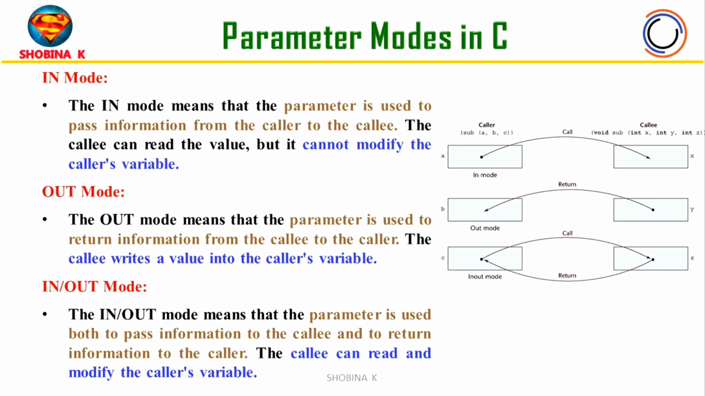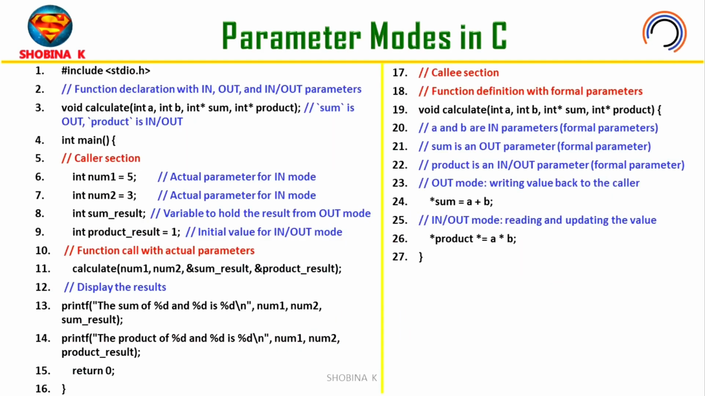Next, in-out mode. So here the parameter is used both to pass information to the callee and to return information to the caller. The callee can read and modify the caller's variable, and it is achieved using pointers, as the function can read and modify the value through the pointer. Now let's see an example.